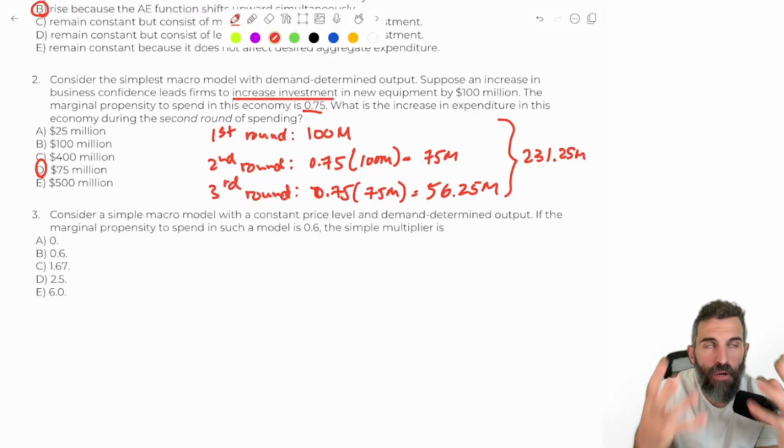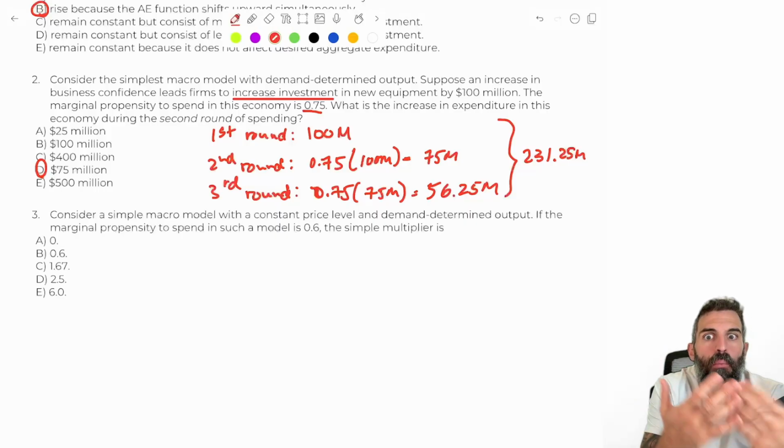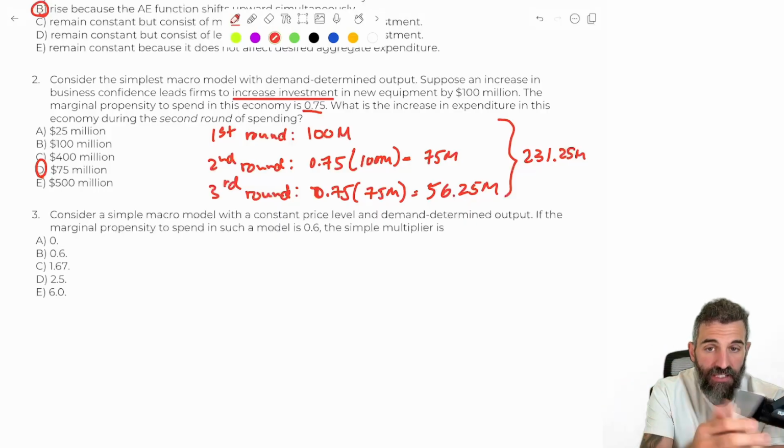And that's what the simple multiplier tries to measure. How much will it end up affecting the GDP? In 3 rounds, it affected it by 231, but by how much would it affect it overall?